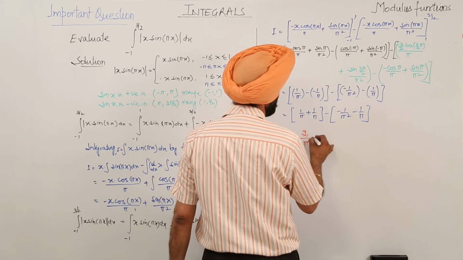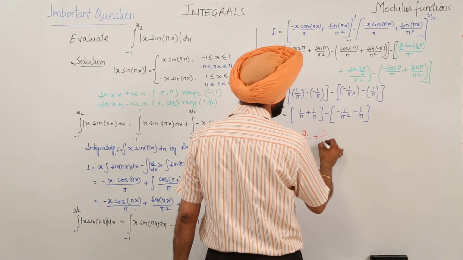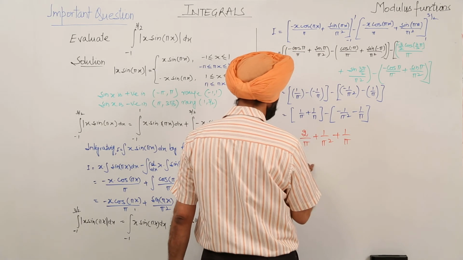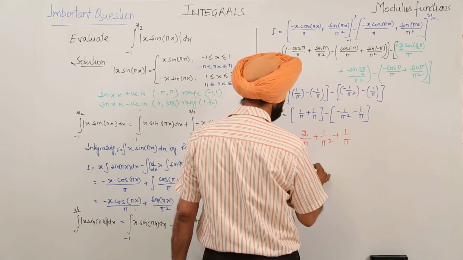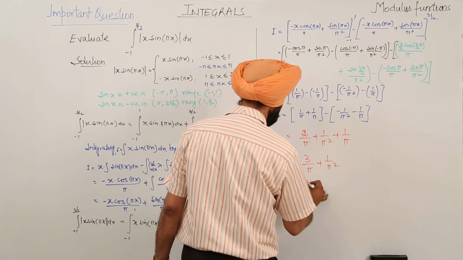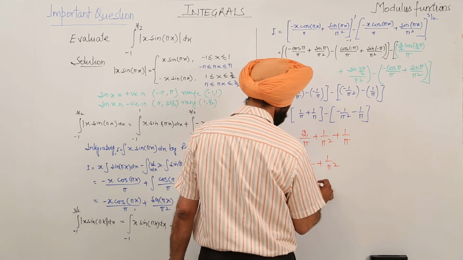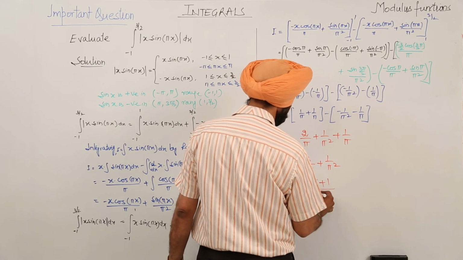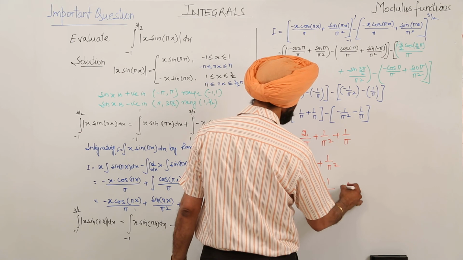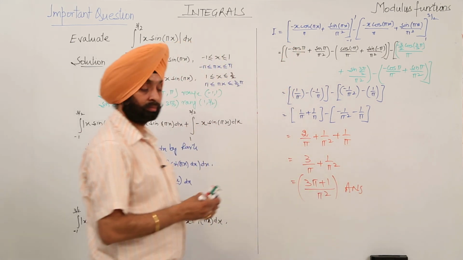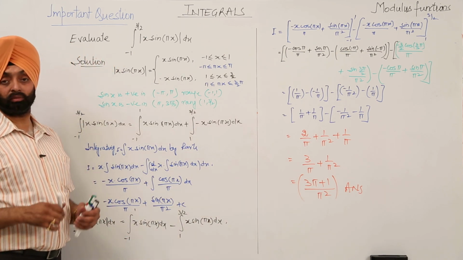Two upon pi plus 1 upon pi square plus 1 upon pi. 3 upon pi plus 1 upon pi square. Answer. Okay, this is a perfect method.